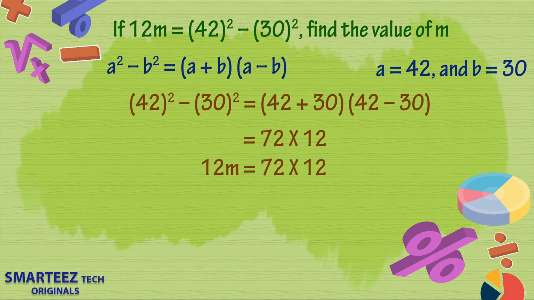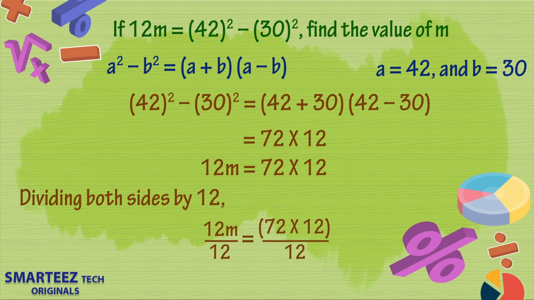So 12m equals 72 times 12. Dividing both sides by 12, we get 12m over 12 equals 72 times 12 over 12. Simplifying, we get m equals 72. That's all we have on the special products of polynomials.